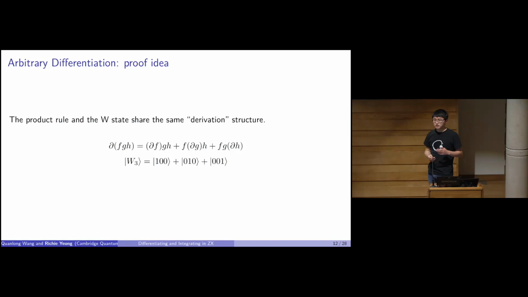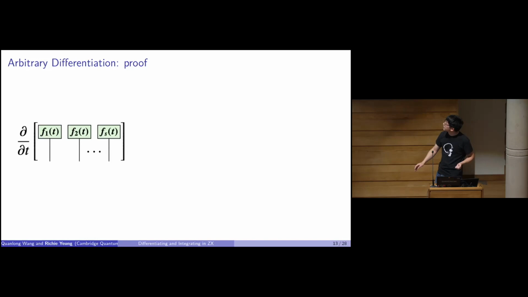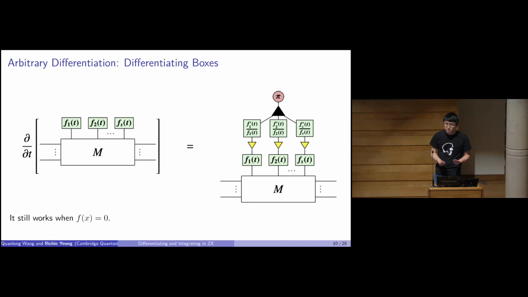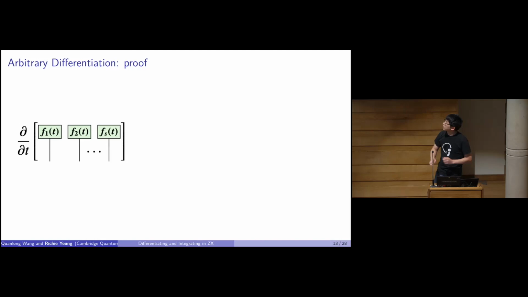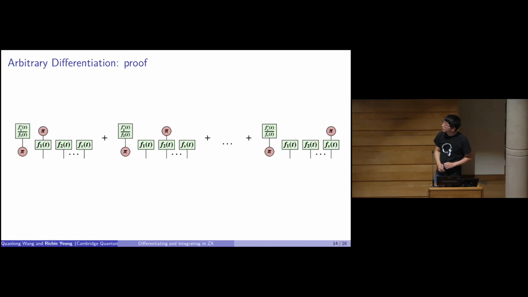So in action, to differentiate any algebraic ZX diagram, you can first pull out all of the green boxes that are parameterized by T, if you differentiate with respect to T. You only care about differentiating the parameterized part; the rest is unparameterized. So you look at this, you apply the product rule, and you get a sum of terms where only one of the boxes is differentiated, and the rest are undifferentiated. And then you can pull some stuff out. This is just the fusion rule.